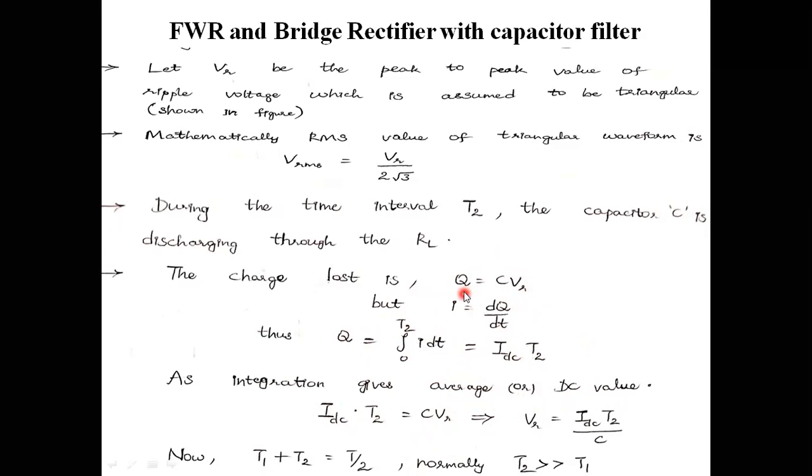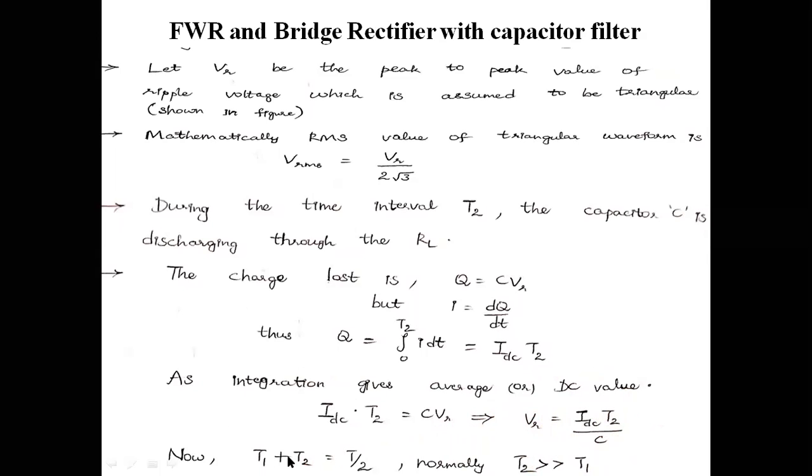I am going to equate these two terms. Then Idc into T2 is equal to CVr. That implies Vr is equal to Idc into T2 by C. Finally, this ripple voltage Vr is equal to Idc into T2 by C.